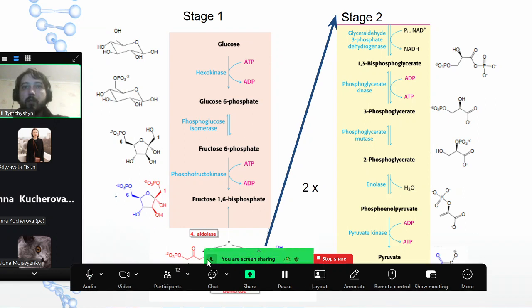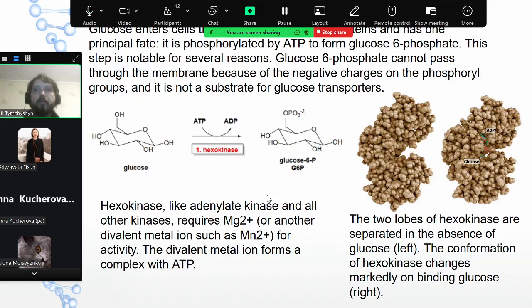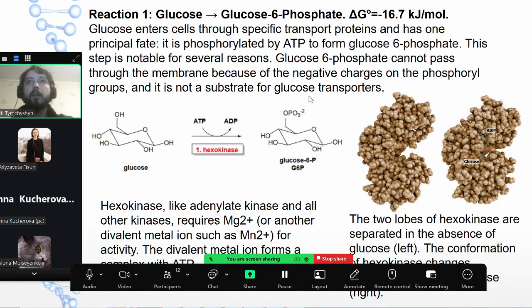What else? Let's go through the steps. Maybe we'll return to this slide from time to time so that we can get some idea. Okay, so glucose to glucose 6-phosphate, performed by hexokinase. Glucose enters cells through specific transport proteins, and it has one principal fate: it is phosphorylated by ATP to form glucose 6-phosphate.